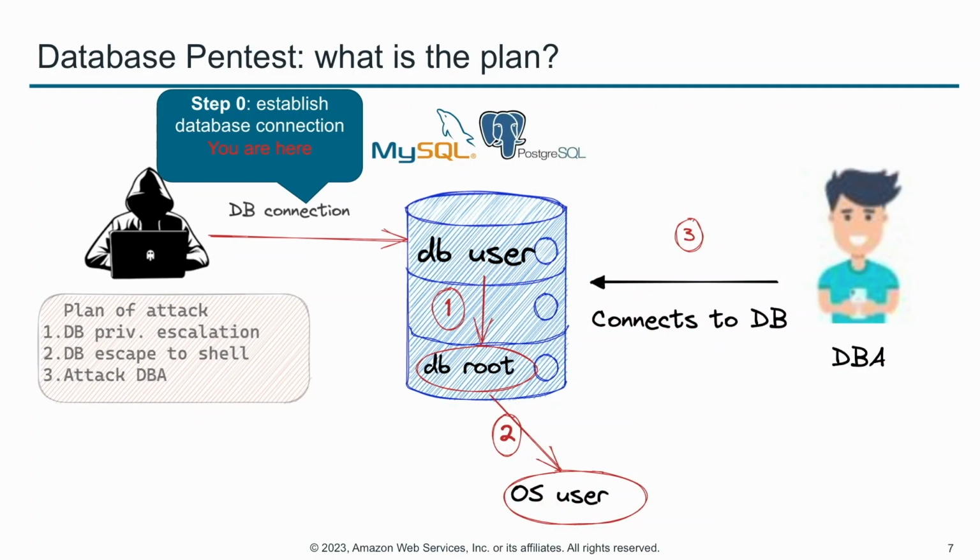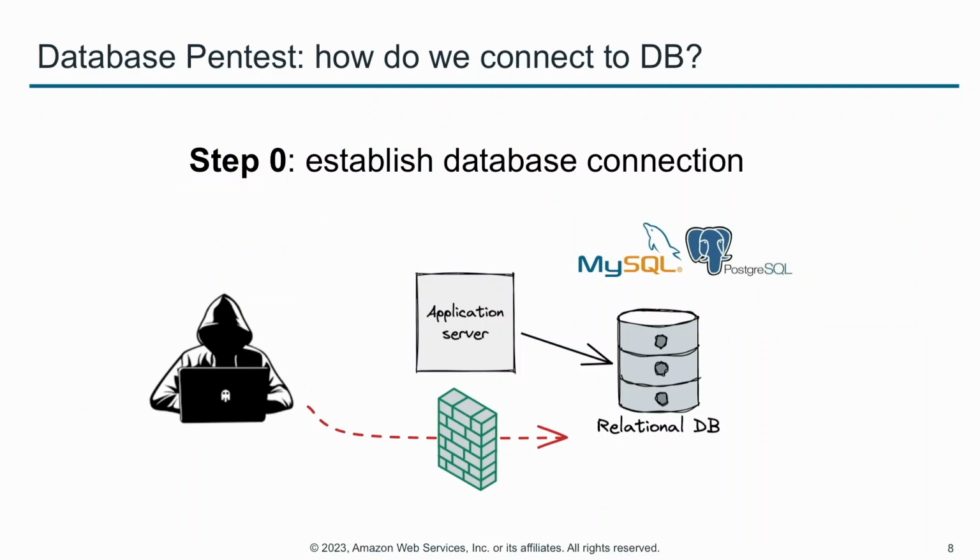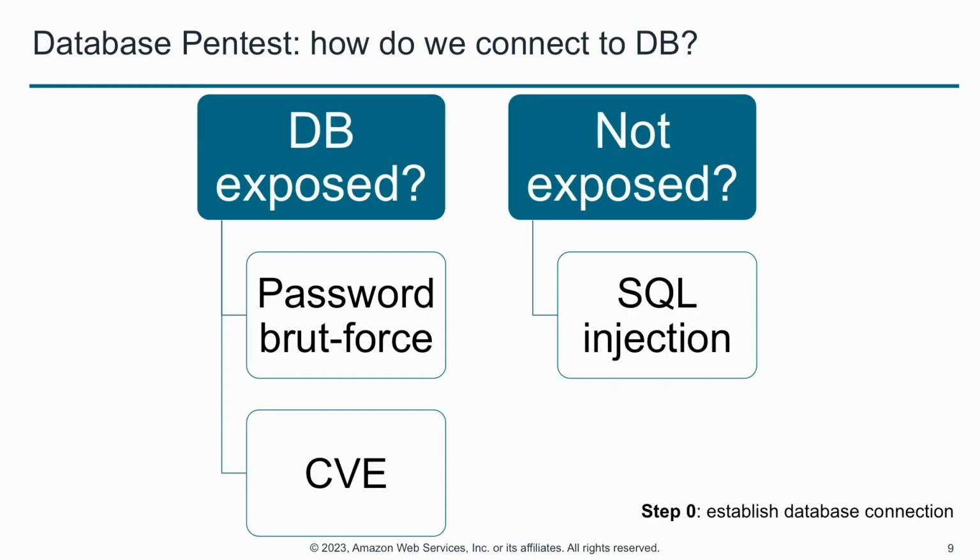So how do we do that? Step 0 is to establish a database connection. Again, let's imagine that we have a MySQL server or PostgreSQL server. How do we actually establish the connection to it? Usually we have an application server and we have a firewall. And the firewall protects the direct connection to the relational database. So we have two options here.